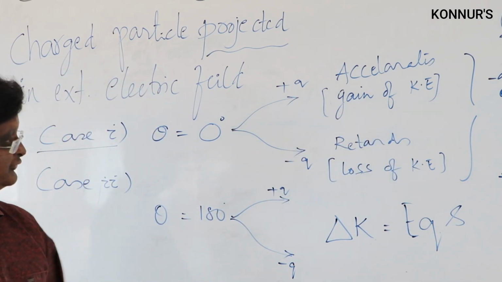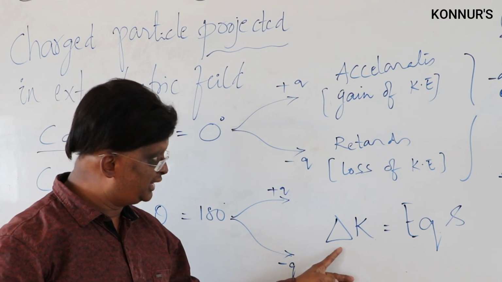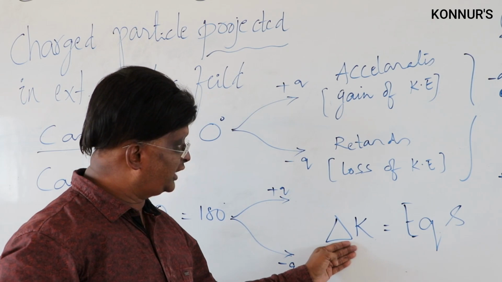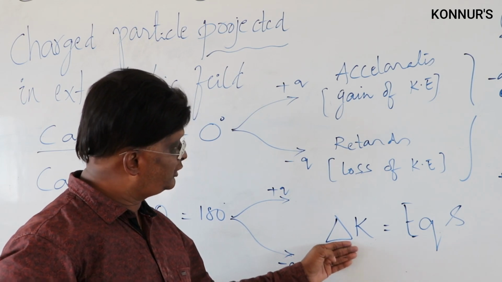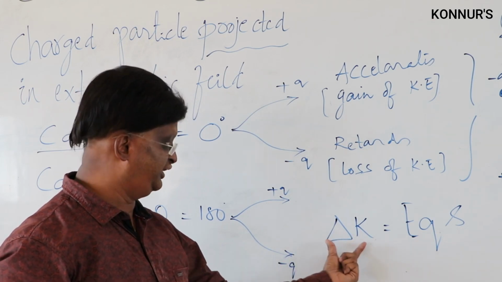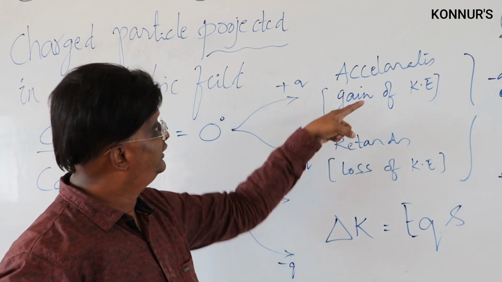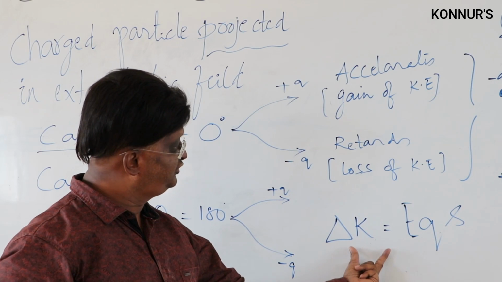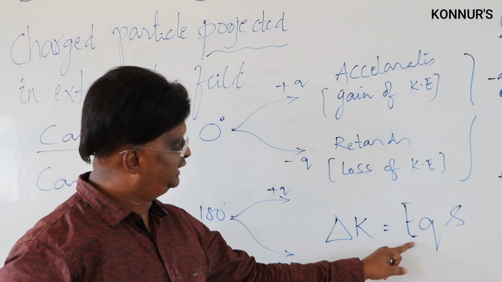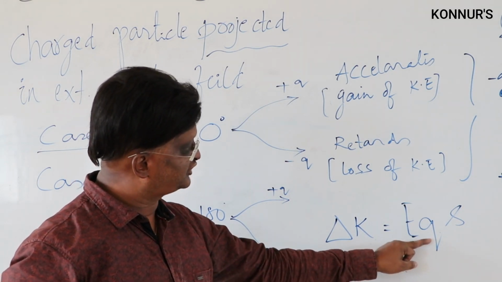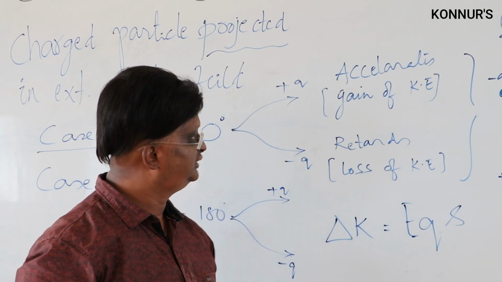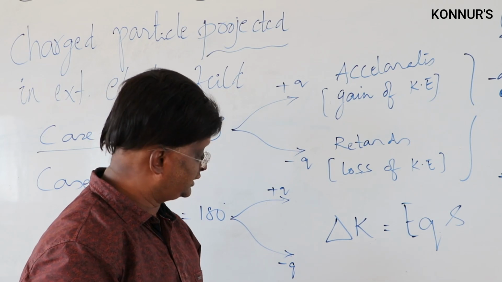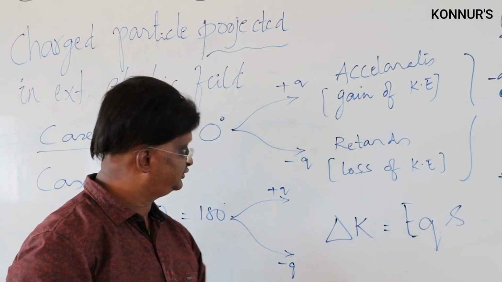Now this loss of kinetic energy in this case is given by work energy theorem. Delta K, the loss of kinetic energy, is equal to the loss or gain. I am again telling you this is the change in potential energy. In this case it is gain, in this case it is loss. So in general, the change in kinetic energy is E, the field strength, Q, the charge projected, and S is the displacement. This will give us the change in kinetic energy.